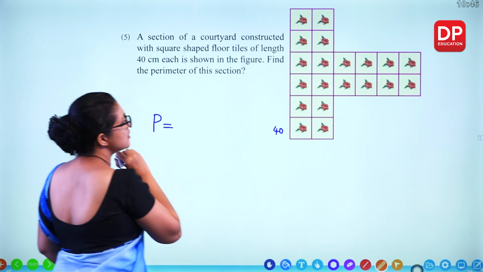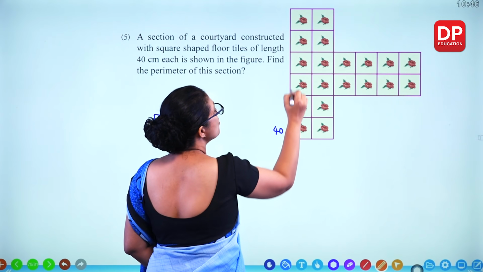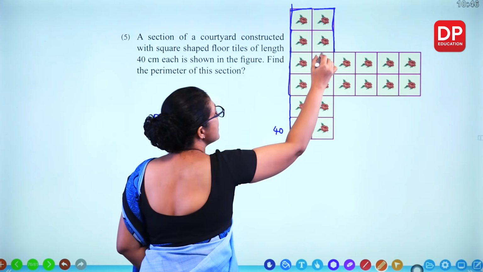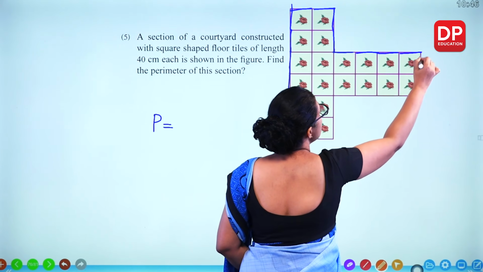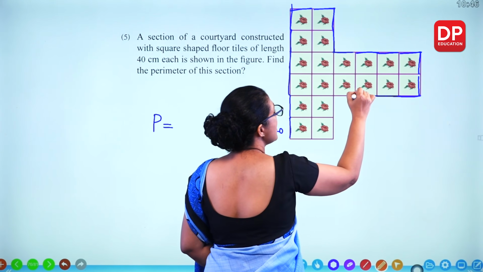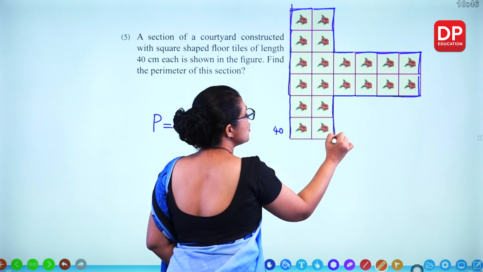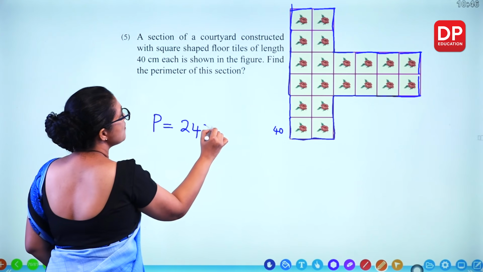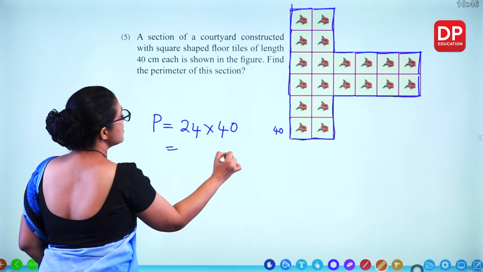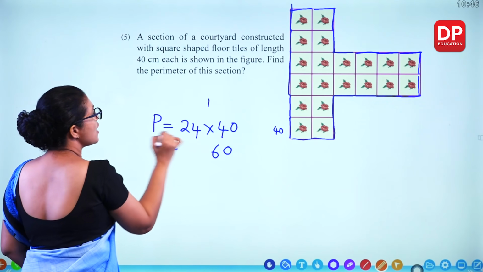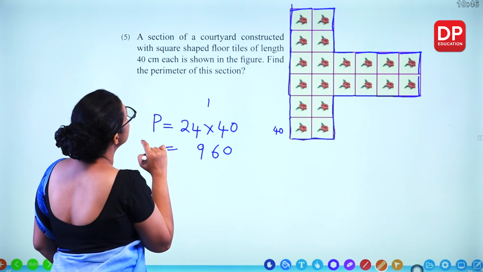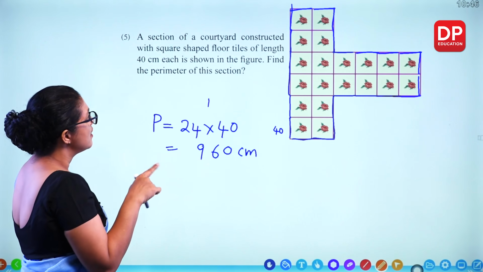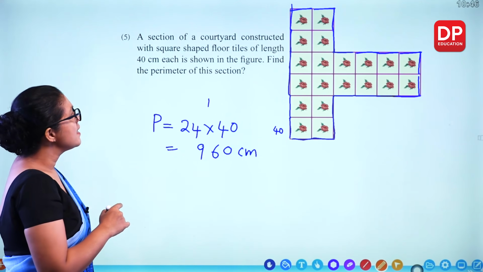So P equals perimeter. 1, 2, 3, 4, 5, 6, 7, 8, 9, 10, 11, 12, 13, 14, 15, 16, 17, 18, 19, 20, 21, 22, 23, 24. 24 times 40: 4 times 4 is 16, 4 times 2 is 8 plus 1, 9. So this is in centimeters. The perimeter of this section is 960 centimeters.